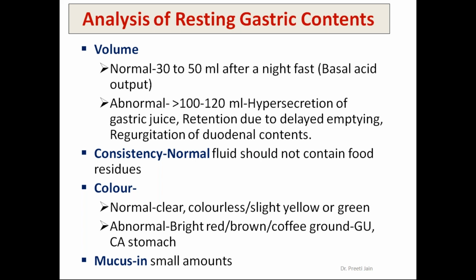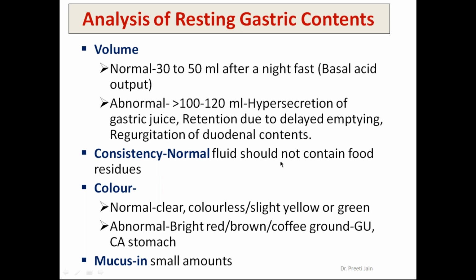So its volume should not be more than 30 to 50 milliliters after a night fast. If it is more, that means there is hypersecretion of gastric juice, or it can indicate retention due to delayed emptying. Pyloric stenosis हो सकता है तो emptying gastric contents की delayed है, या duodenal contents जो है regurgitate back कर रहे हैं, so there can be incompetency of the pyloric sphincter which can lead to regurgitation. So all these can lead to increase in the gastric contents after an overnight fast.